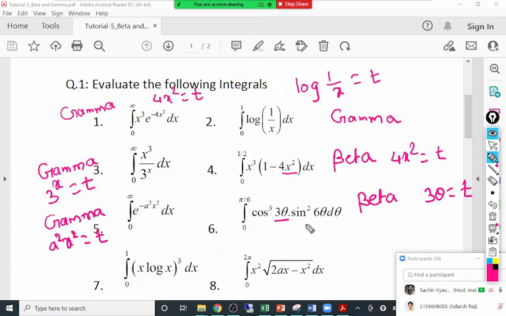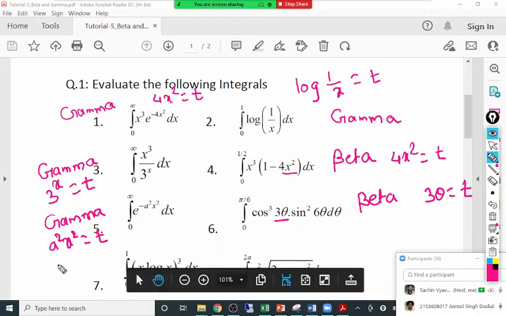Okay, that was the sixth. What about the seventh? Which form? Seventh is not a beta, it is a gamma. Seventh is of a gamma, and we have to take log x equal to minus t.